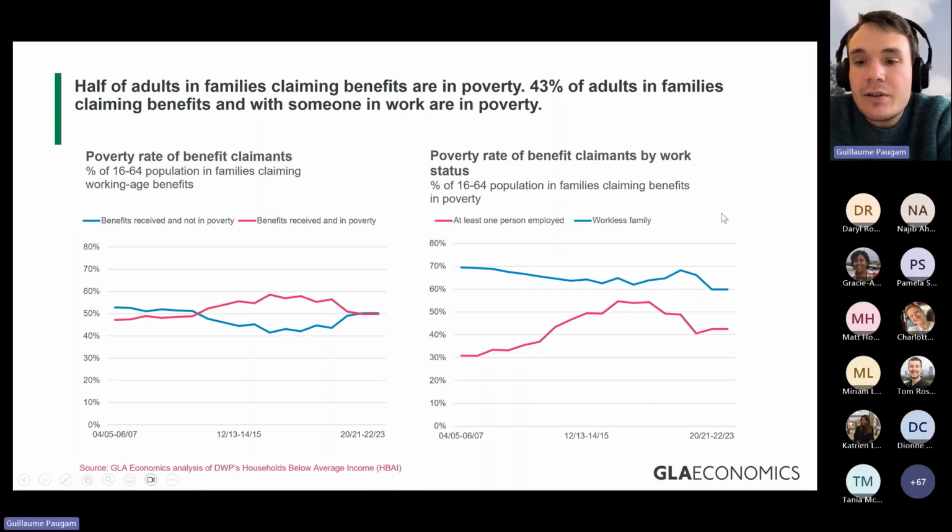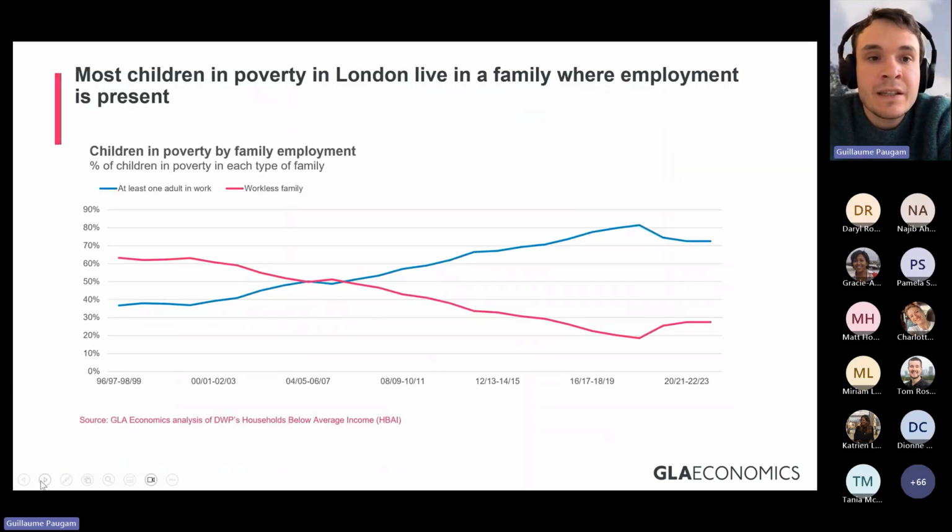Finally, and I'll just concentrate on the graph on the right here in the interest of time, I just wanted to say that even the combination of working and receiving benefits for families, for many, is not enough to lift them out of poverty. If you look at the pink line here, I'm looking only at adults living in families claiming benefits, and 43% of these adults in the latest data were in poverty, despite the fact that at least one person was employed and that the families were receiving benefits.